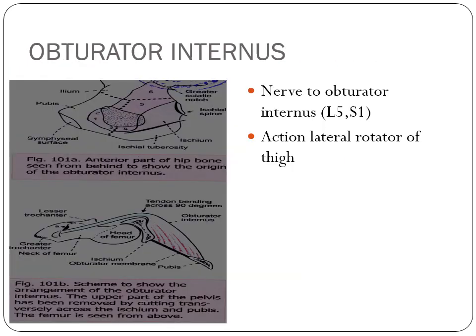Obturator internus: here is the origin of the obturator internus. It arises from the inner surface of the obturator membrane, excluding the obturator canal in the upper part of the membrane, from the adjoining ischiopubic ramus and the upper part of the pelvic surface of the body of the ischium, extending into the area between the pelvic brim and the upper margin of the greater sciatic notch. This is the origin of the obturator internus.